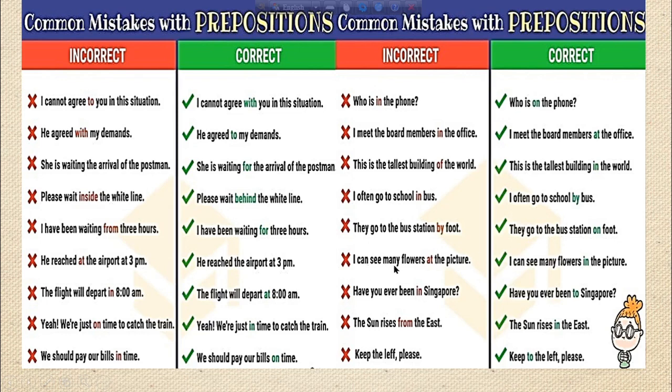I can see many flowers at the picture, which is totally wrong. The answer is, I can see many flowers in the picture. Have you ever been in Singapore? The correct answer will be, have you ever been to Singapore? The sun rises from the east. The correct answer is, the sun rises in the east. Keep the left place. But the correct answer is, keep to the left place.